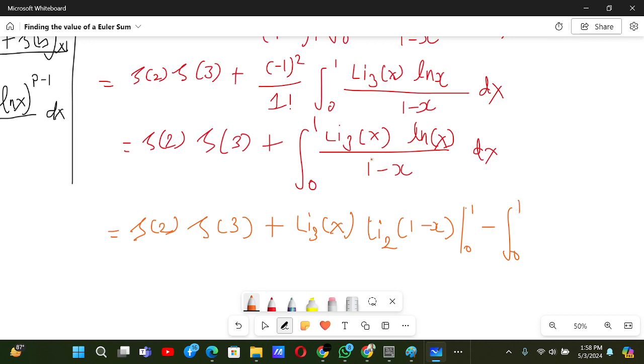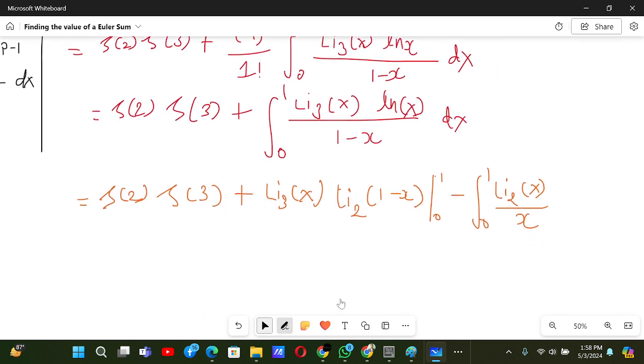Now the derivative of Li3 of x is just Li2 of x by x. You should know this because we have already discussed this on our channel in previous videos as well. Yeah, this is a common thing. And now the other is Li2 of 1 minus x dx. Yes, I should have used green, sorry for that.